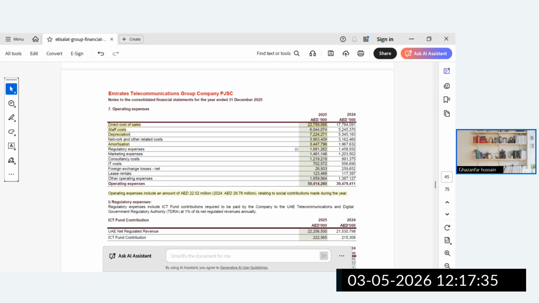Okay, let's move to the next figure. Amortization is also tangible and intangible. Tangible is depreciation, intangible is amortization, like software, which is intangible.